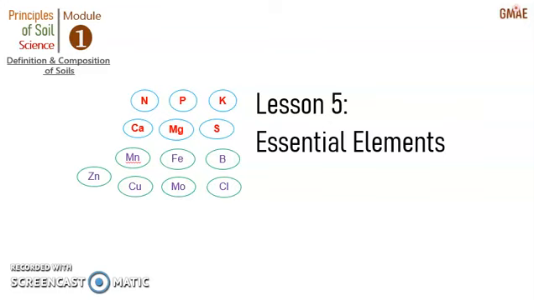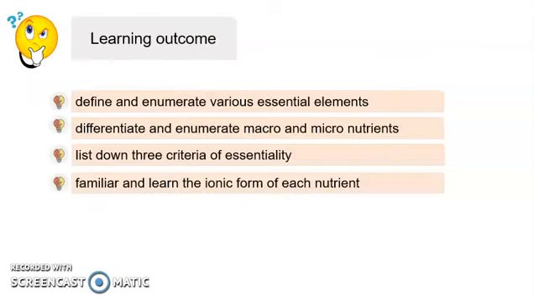The topic now is very interesting. Why? Because we're going to learn about those nutrients needed by plants in general. After this lesson, you are expected to define and enumerate various essential elements. You have to differentiate and enumerate the macro and micronutrients, and you have to list down or enumerate the three criteria of essentiality, and you have to be familiar and learn the ionic form of each nutrient.